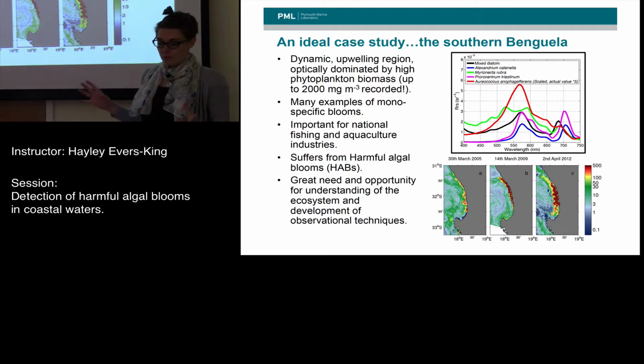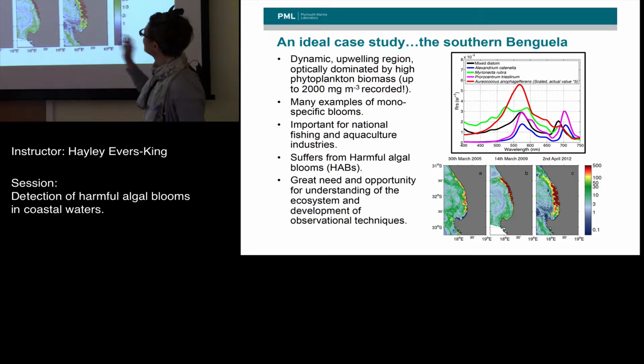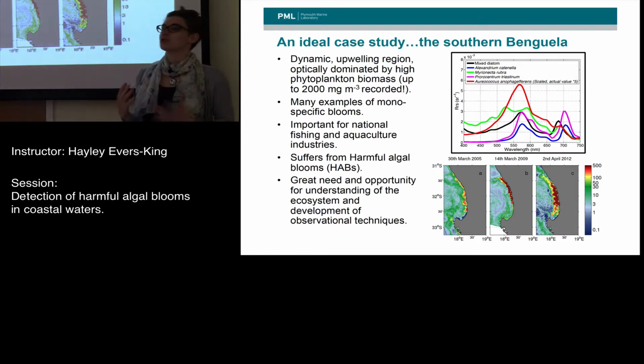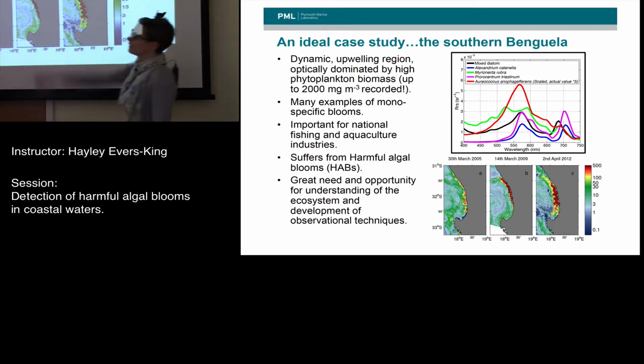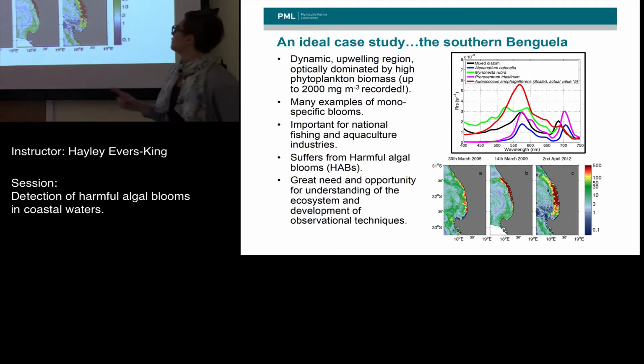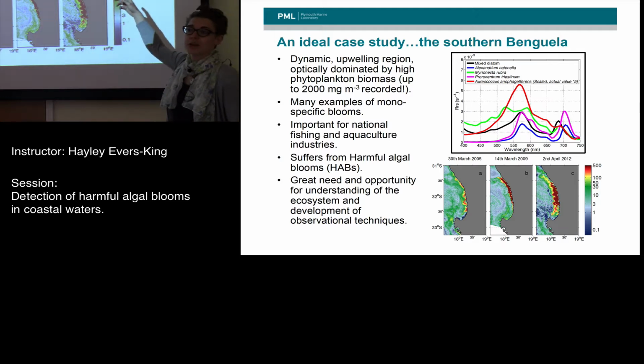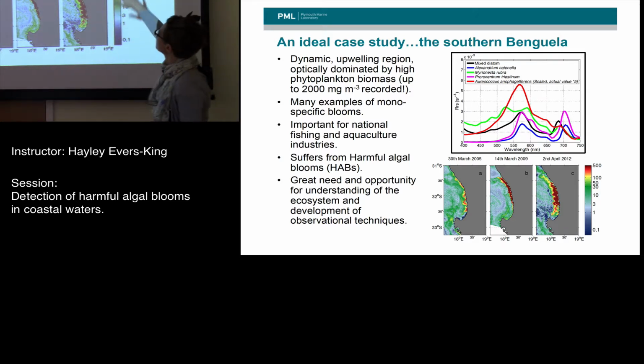And many examples we have from in situ data there of monospecific blooms. So these are individual blooms dominated by individual species. And you can see that in these spectra here. These are related to different blooms dominated by a single species. And you can see the different shapes that you get. So you can start thinking about how you'd use that data to inform maybe an algorithm.